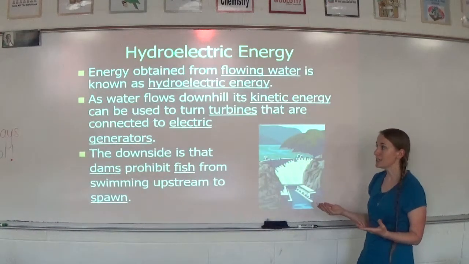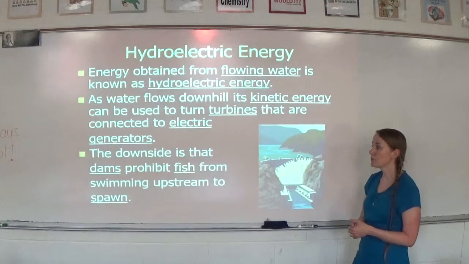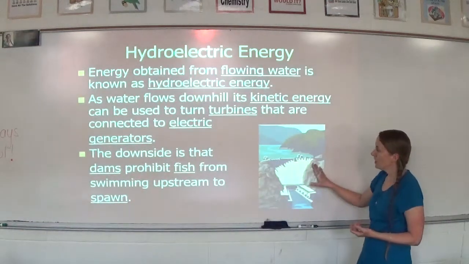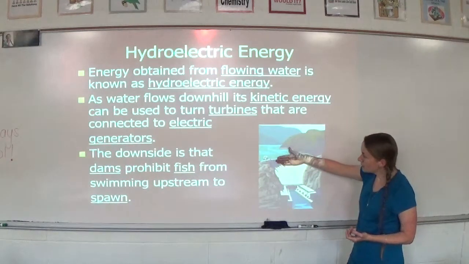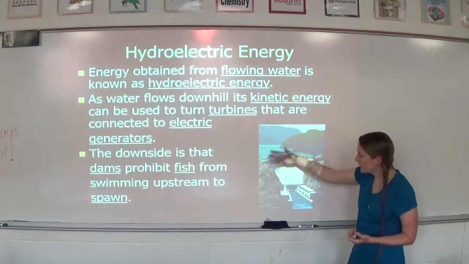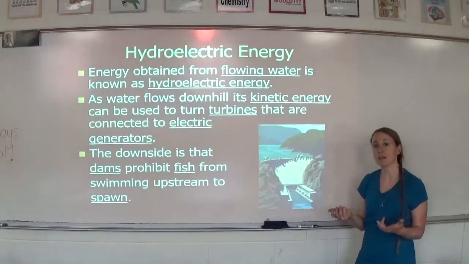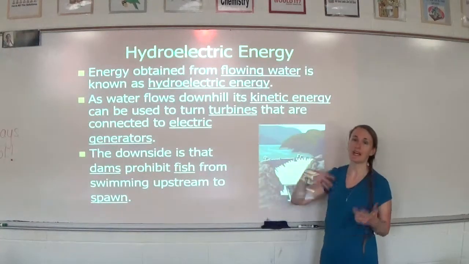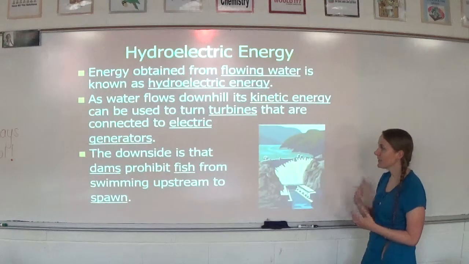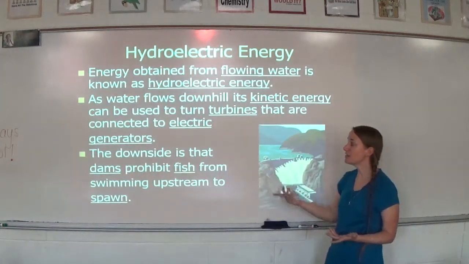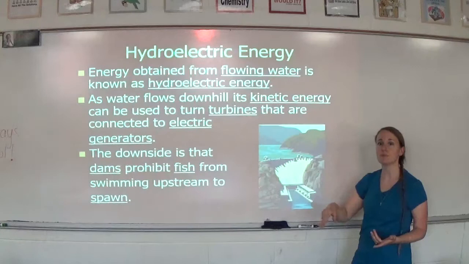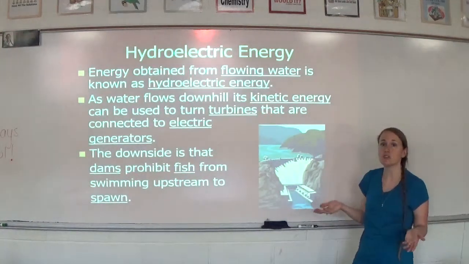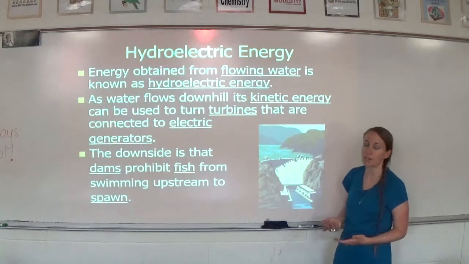The downside is that dams prohibit fish from swimming upstream to spawn. We've had dams for a long time. They put up a dam, it blocks a river, it creates a big lake area, and then we can control how fast that water passes. Every time the water falls, the kinetic energy allows us to have electricity. But the downside is fish swim upstream to lay eggs, and if they hit a dam, they can't continue swimming upstream. So it's hurting our wildlife population.